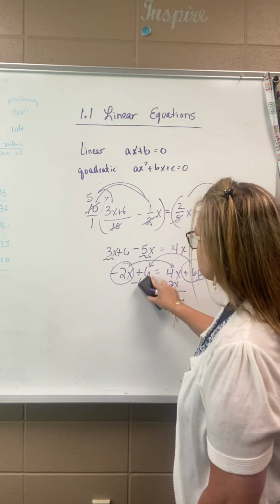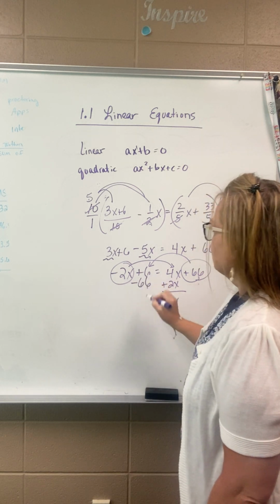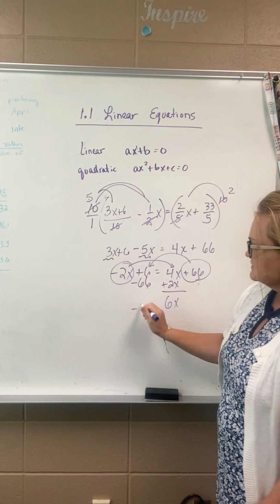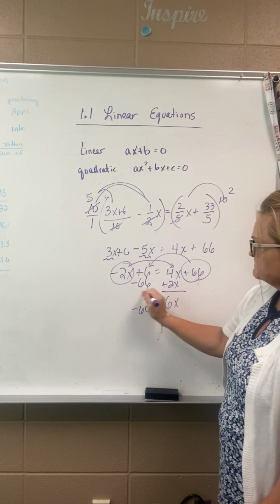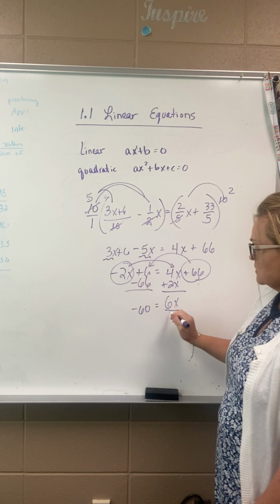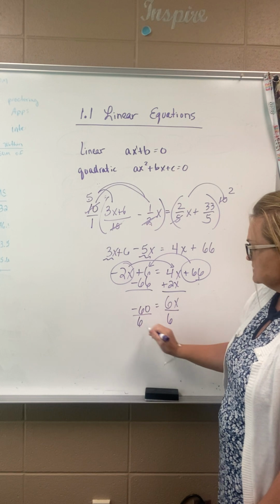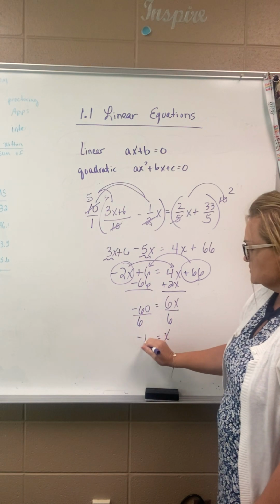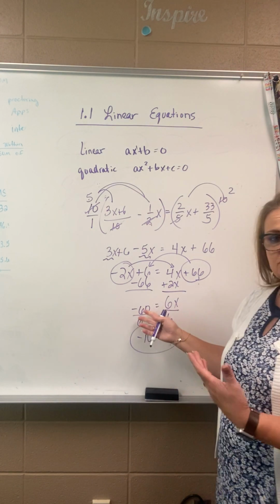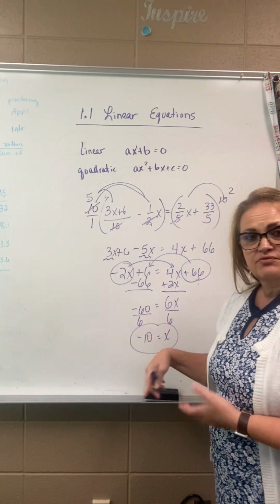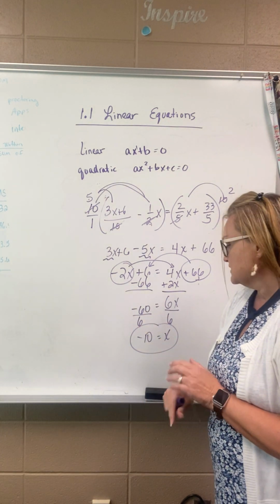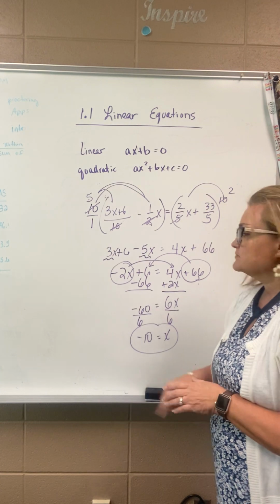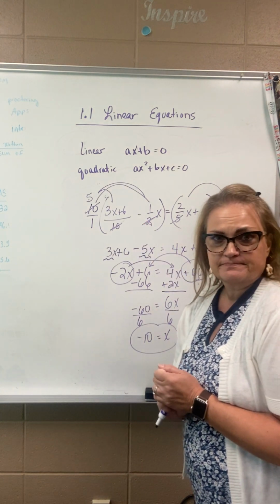Thinking ahead of myself there. 6 and minus 66 is negative 60. Last step, divide by what's with your variable, dividing by the 6, for an answer of negative 10. Just to remind you, when you're dividing, when the signs are different, it is negative. So that's the negative 10 there. And then again, that should check out.